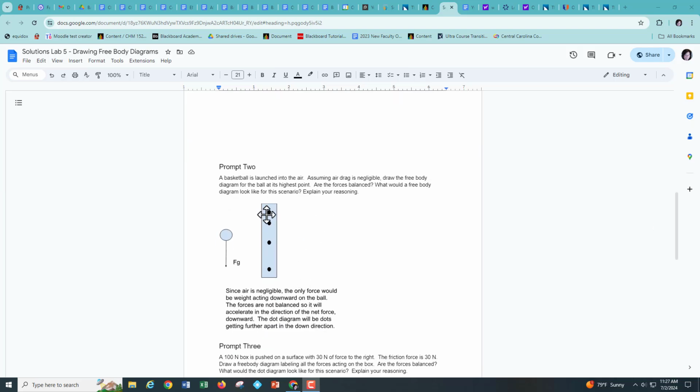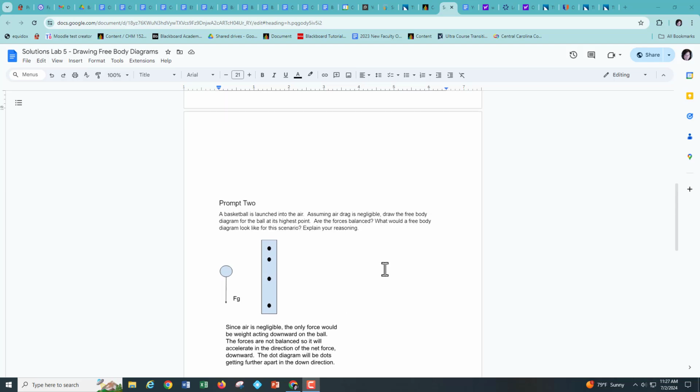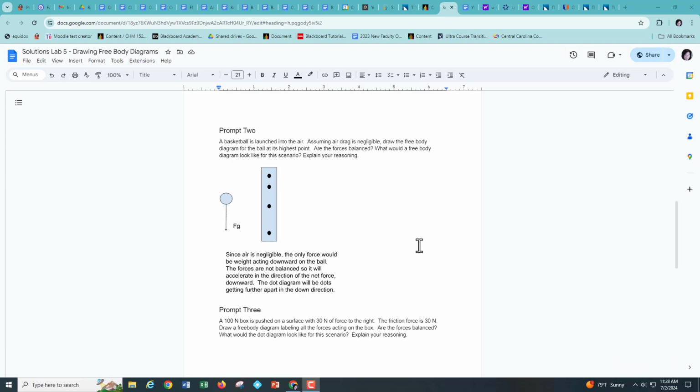So in prompt 2, the net force is downward, so the speeding up, the acceleration direction is downward, and the dot diagram, the dots get bigger in the downward direction. I strongly urge you to play the balanced force game, because it goes through all sorts of scenarios where you look at diagrams and you decide whether the forces are balanced. And if they're not balanced, you can determine whether it's speeding up or slowing down. It's really important for you to do that, and you will definitely have that on the exam.